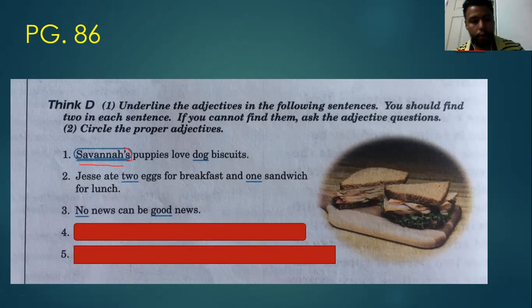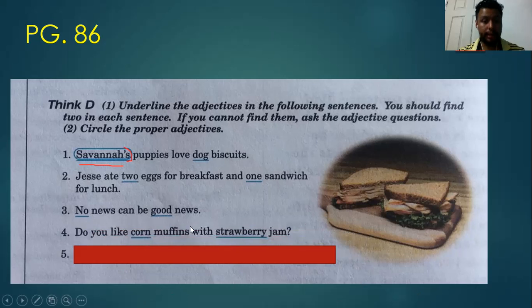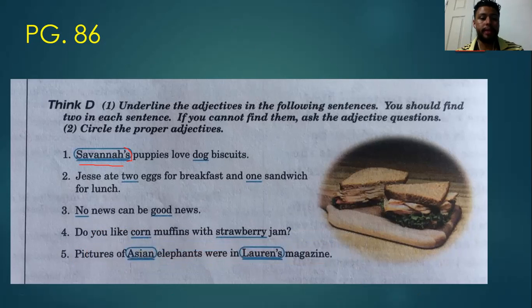Do you like corn muffins with strawberry jam? What is the adjective? Corn and strawberry? Strawberry, yes. To tell what kind? Exactly. It's what kind of muffins? Corn muffins, chocolate muffins. Okay, we're going to stop here. And the number 5. What is the number 5? Asian is the adjective, the proper adjective, and Lawrence.